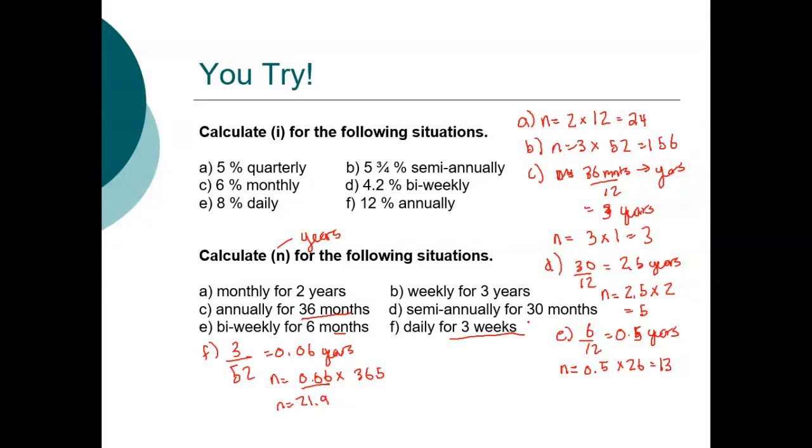So we need to make sure it's in years first, then we can do our compounding periods. So this is the amount of time it's in, either the amount of time it's invested or the amount of time that our loan period is. And then this is our compounding period. So this is how many times this money is compounded, which usually means a reinvestment.